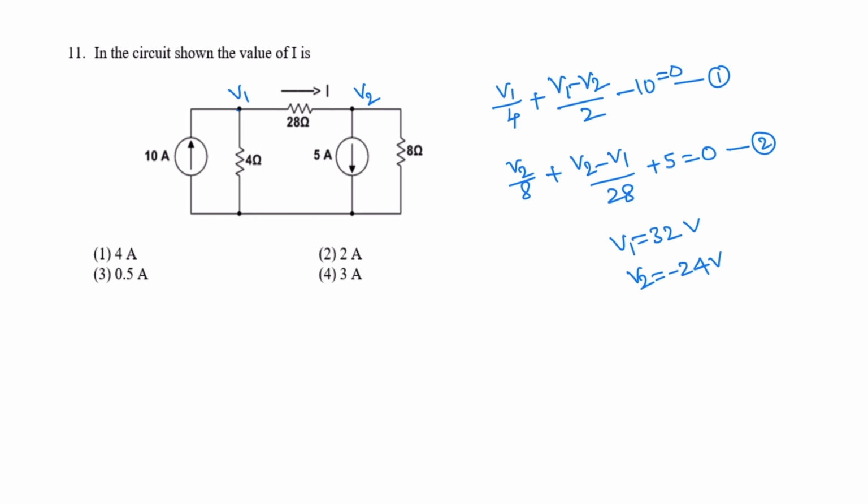Now the current I is flowing in this direction, so it is (V1 minus V2) by 28 ohms. So V1 is 32 minus of minus 24, by 28. So 56 by 28, its value is 2 amperes. So this is the first method, using nodal analysis. So let us see another method to calculate the value of current.